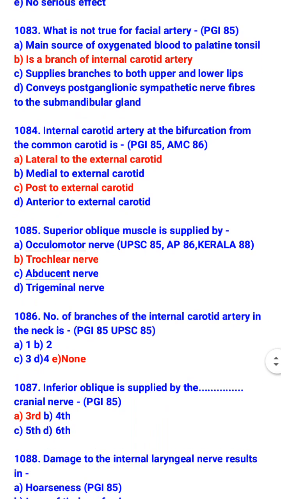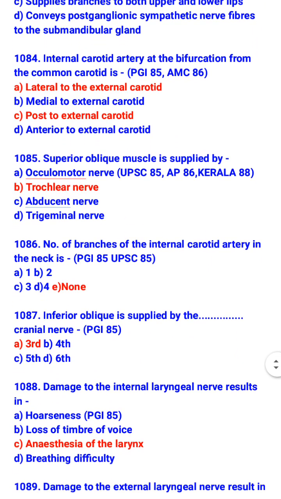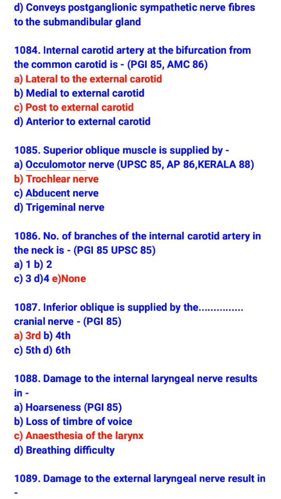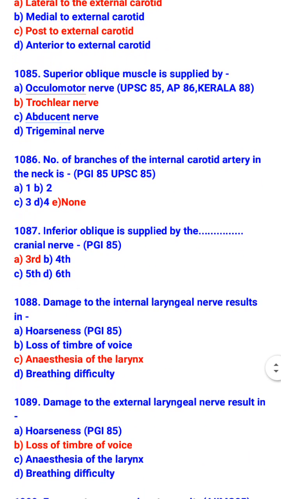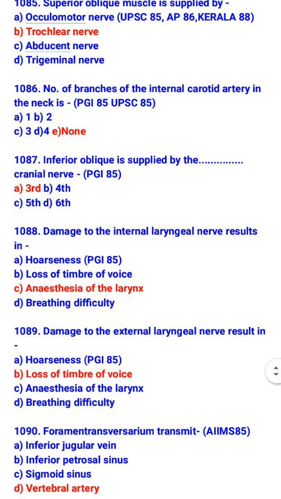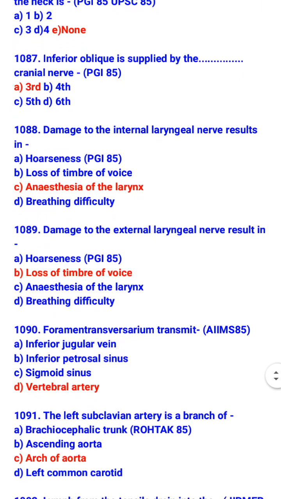Superior oblique muscle is supplied by trochlear nerve. Number of branches of the internal carotid artery in the neck is none. Inferior oblique is supplied by third cranial nerve. Damage to the internal laryngeal nerve results in anesthesia of the larynx. Damage to the external laryngeal nerve results in loss of timbre of voice.